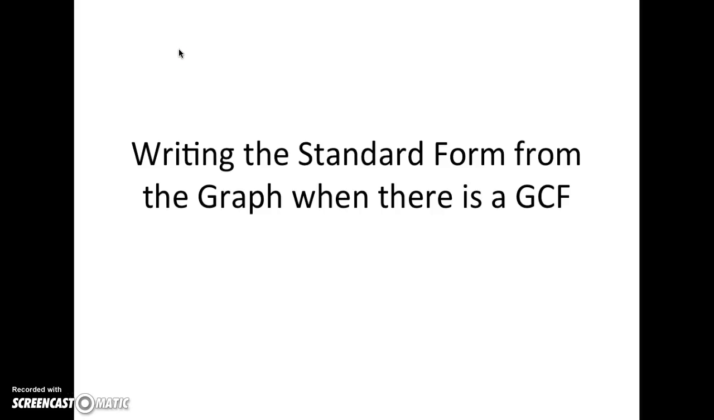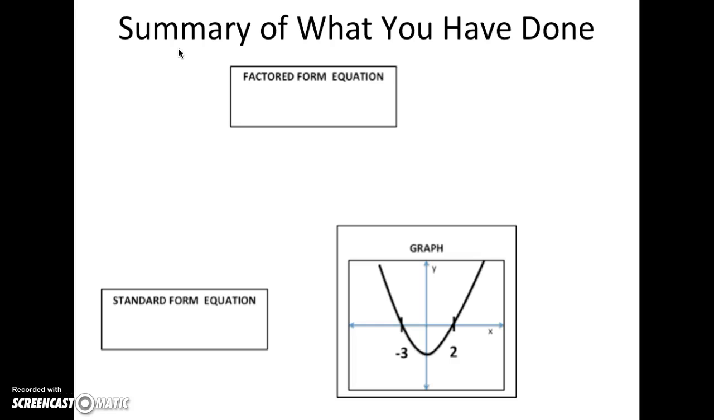Hi, and welcome to the video on writing the standard form equation from the graph of a polynomial when there's a greatest common factor. Before we begin the notes, I want to summarize what we've already learned and done in class. If you're given the graph of a polynomial, you can write its standard form equation by following these few steps.